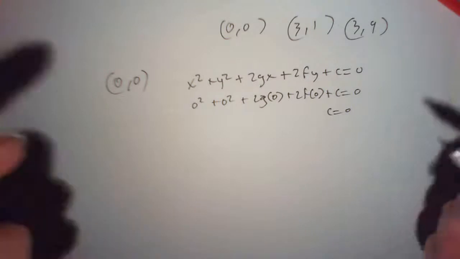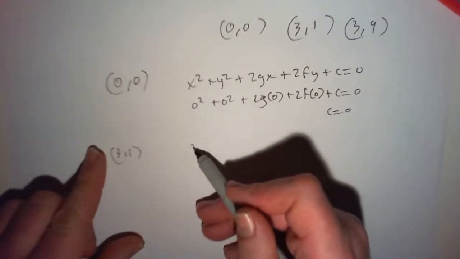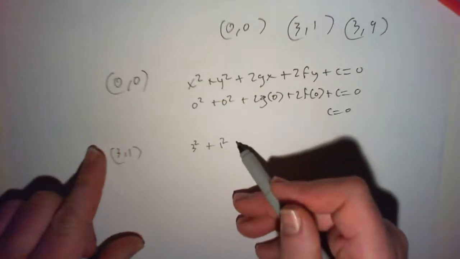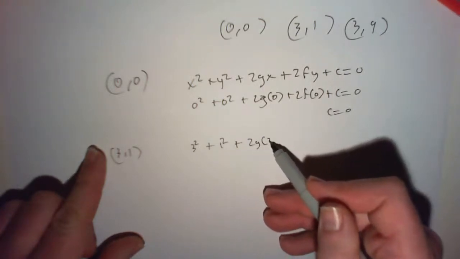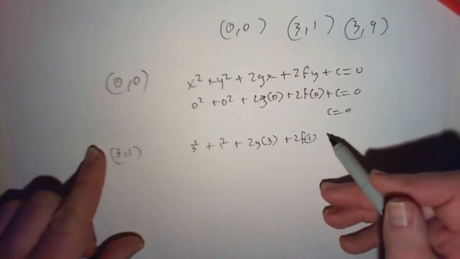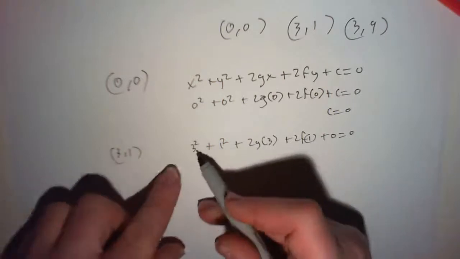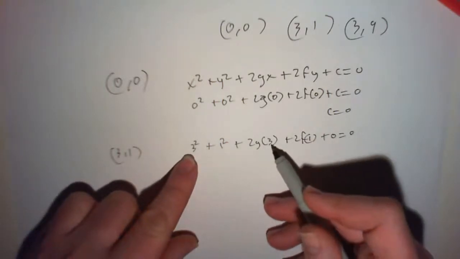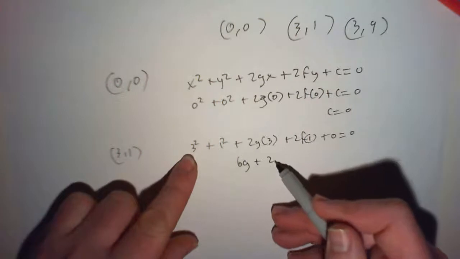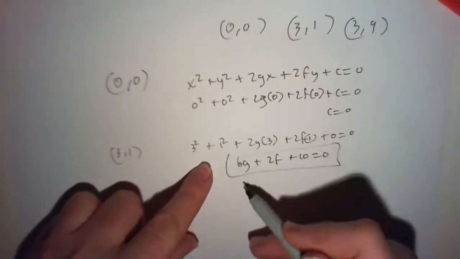Now we'll do it with 3 and 1. That becomes 3 squared plus 1 squared plus 2g times 3 plus 2f times 1 plus c, and we know c is 0, equals 0. So 3 squared is 9, plus 1 is 10. So 6g plus 2f plus 10 equals 0. So there's one simultaneous equation.